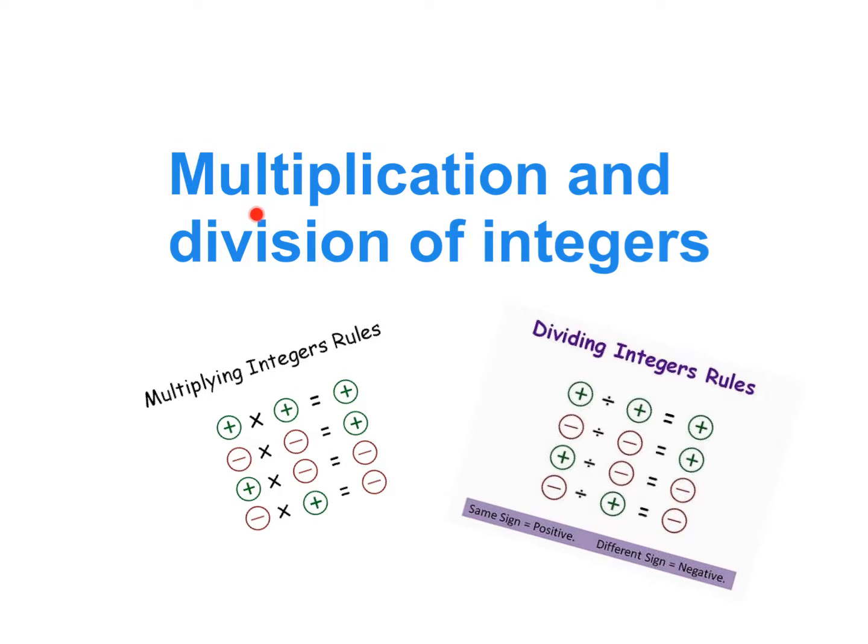Hi, in this lesson we're going to be looking at multiplication and division of integers. And I will be explaining the various rules with regards to dividing and multiplying integers. I guess the easiest way to remember the rules for multiplying and dividing integers is that if we have two of the same sign, our sign stays a positive. And if we have two different signs, we end up with a negative.